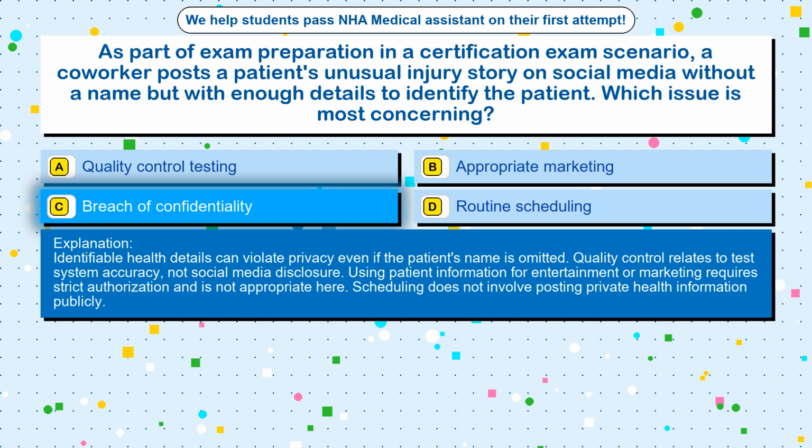Identifiable health details can violate privacy even if the patient's name is omitted. Quality control relates to test system accuracy, not social media disclosure. Using patient information for entertainment or marketing requires strict authorization and is not appropriate here. Scheduling does not involve posting private health information publicly.